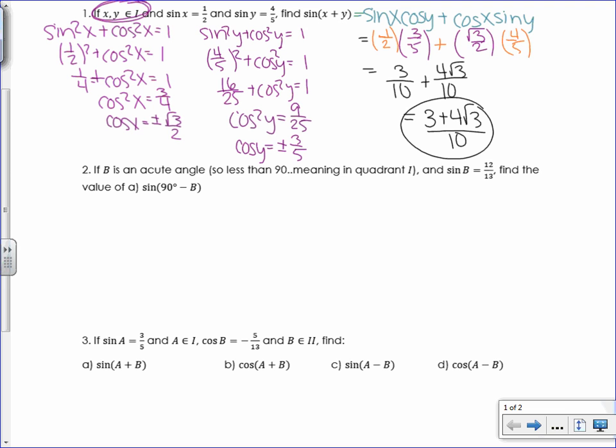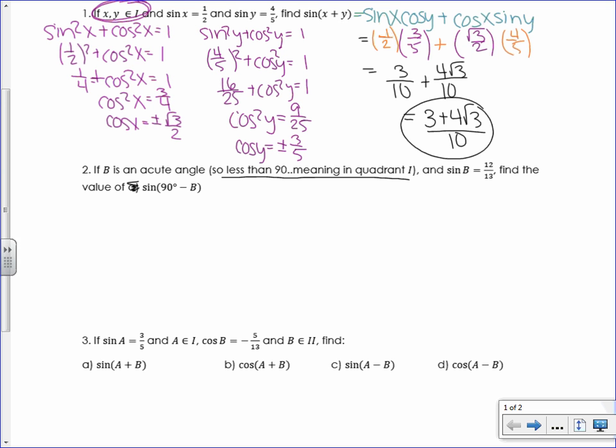Number 2, B is an acute angle. All right, in reality, the Regents exam would not give you this little tidbit, but I did. Again, the sine of B is 12/13. Find the value of part A, the sine of 90 minus B. Oh, I didn't give you part B. Okay. So, writing out this formula.